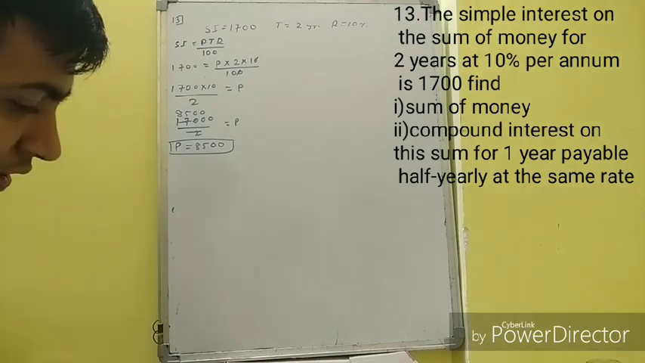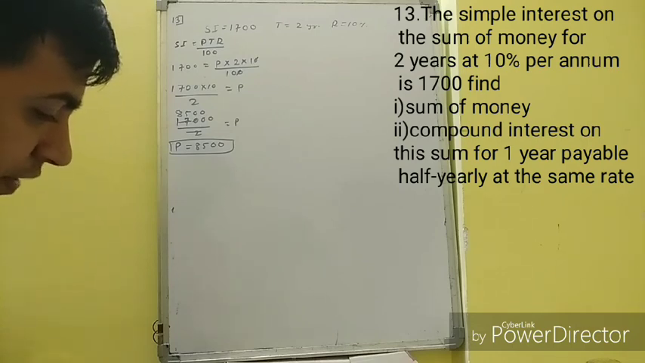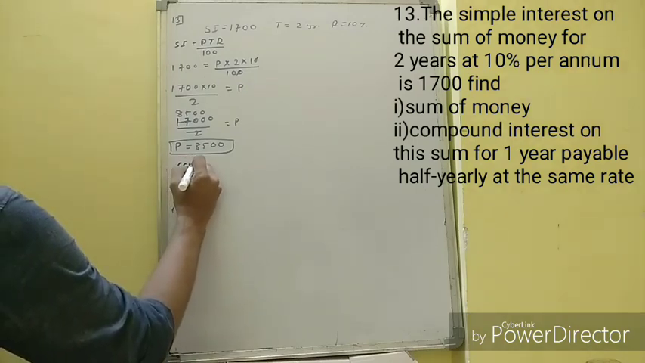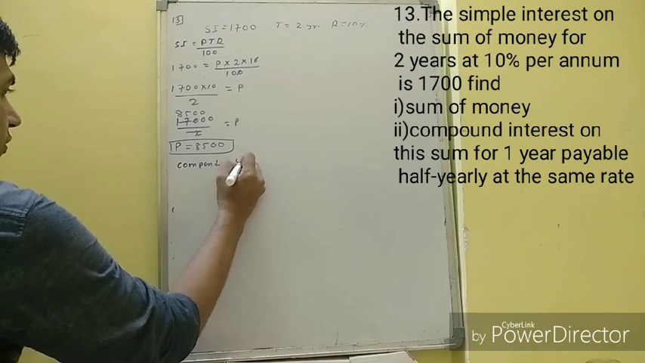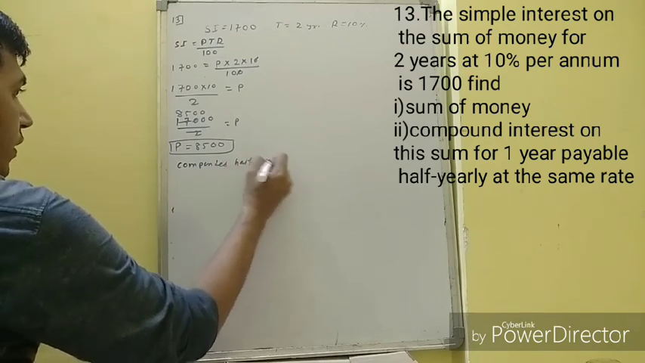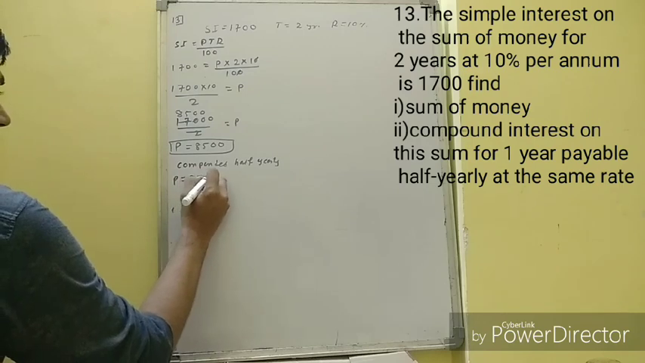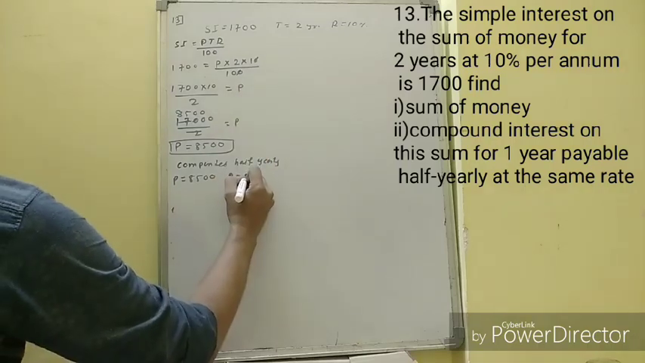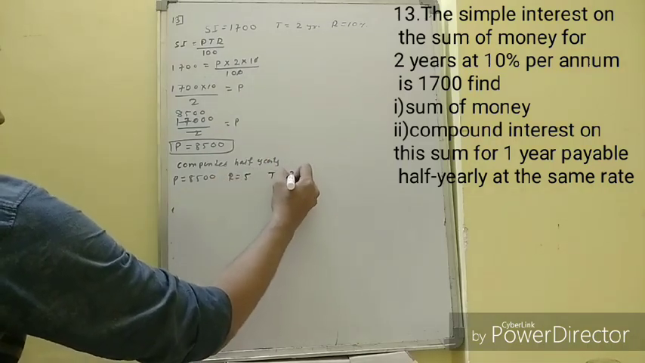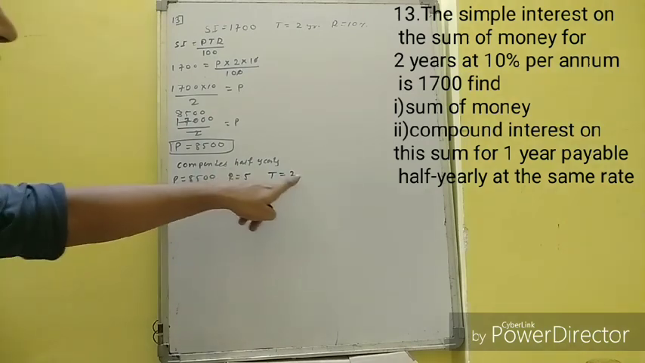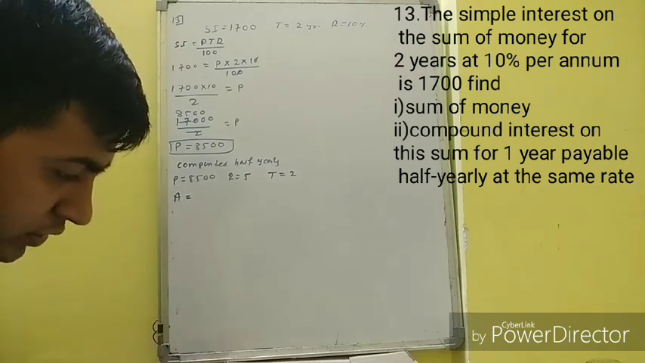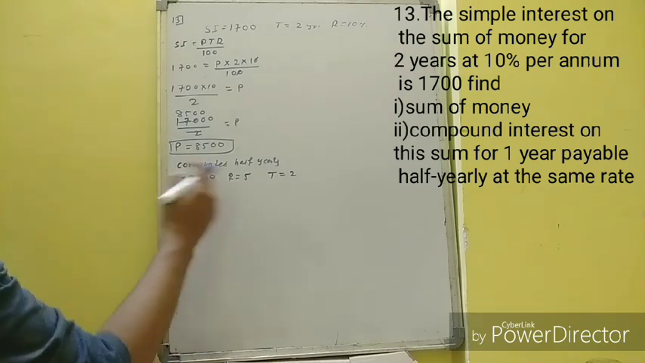Now the next question is compound interest on this sum for 1 year, payable half yearly at the same rate. It is half yearly. Okay, compounded half yearly. So the principal is 8,500. Rate, so as it is half yearly, rate will be divided by 2, so it is 5, and the time 1 year will be 2 times. In 1 year, half yearly we will give 2 times interest. Okay, so the amount will be, what is asked? Find the compound interest. So we will find the amount, then only we will get the compound interest.